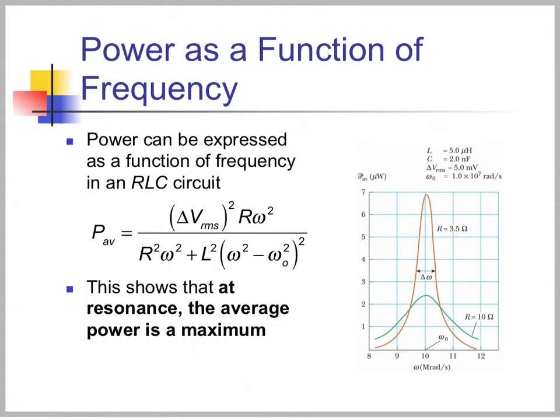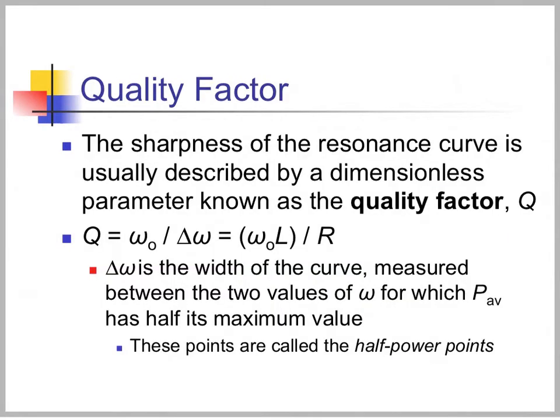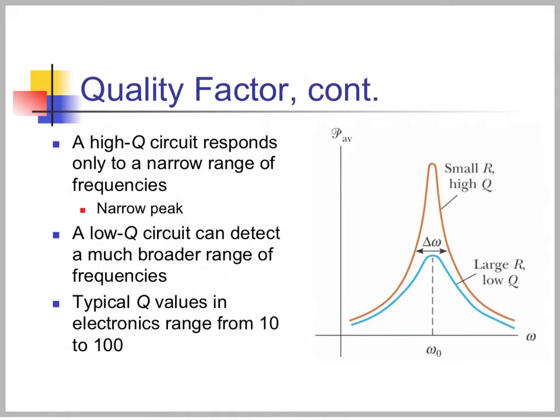Now, the sharpness of that resonance curve is described by a dimensionless parameter known as the quality factor. Q is equal to omega naught over delta omega, or omega naught L over R, where delta omega is the width of the curve measured between the two values of omega for which P is at half of its maximum value. Those points are called the half-power points. A high Q circuit responds to only a narrow range of frequencies. It's a very narrow peak. A low Q circuit can detect a much broader range of frequencies, and typical Q values in electronics go from around 10 to 100.